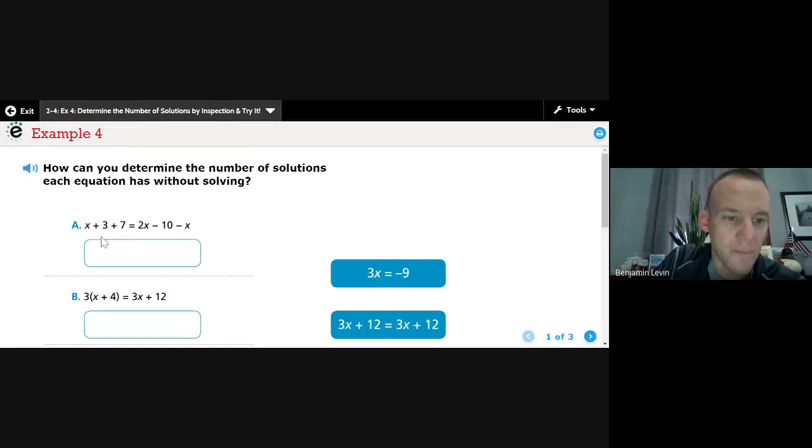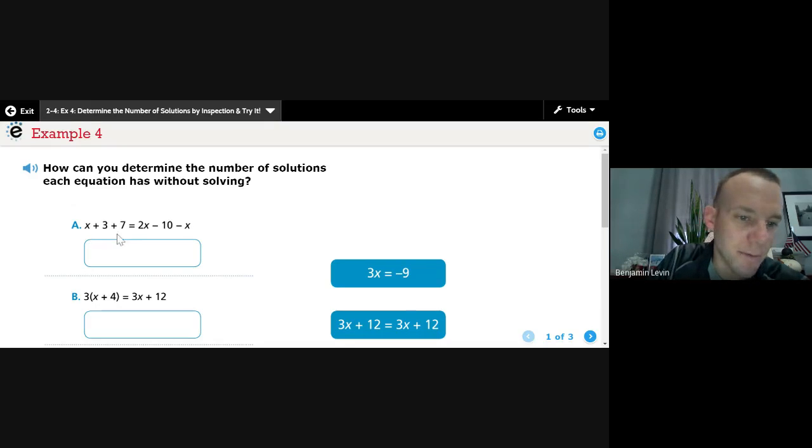Yeah. Okay. So you look at this side of the equation, you have x plus 3 plus 7. So you combine 3 and 7 into 10, you have x plus 10, and over here you have 2x minus an x, so you have x minus 10, right? So you know right away, without even solving it, you have the same number of x's, so you're not going to be able to solve.